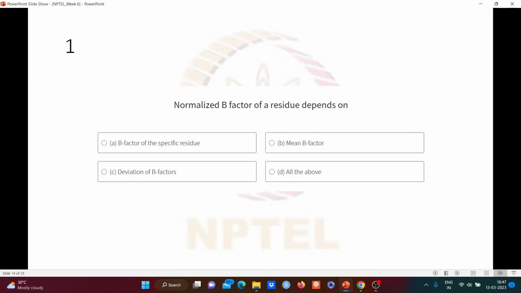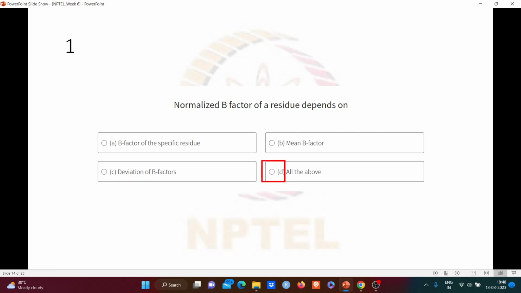Okay, I started receiving the answers. I'll wait for a minute for others to read and answer. Yeah, we have discussed the B factor before. So how is a normalized B factor calculated? Yes, okay. Here the answer is D.